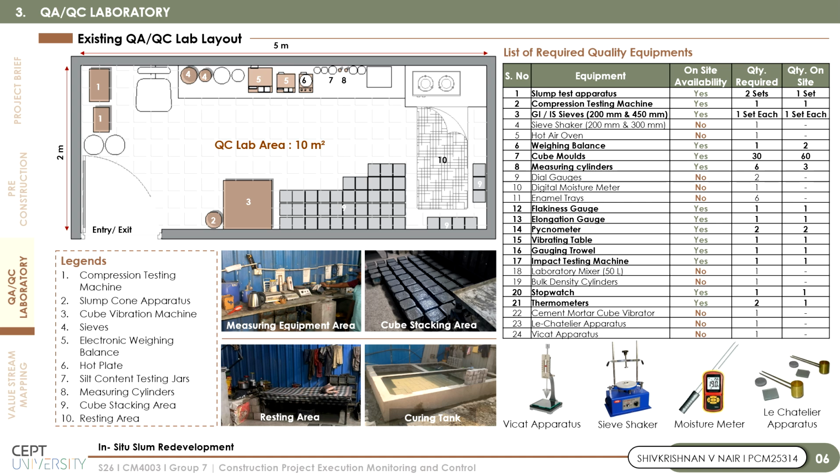Several important equipment such as sieve shakers, hot air ovens, moisture meters, Vicat apparatus, and Le Chatelier apparatus were not available on site. The analysis highlighted the need for improved zoning, dedicated curing areas, better storage, and enhanced equipment provision to improve testing operations and workflow efficiency.